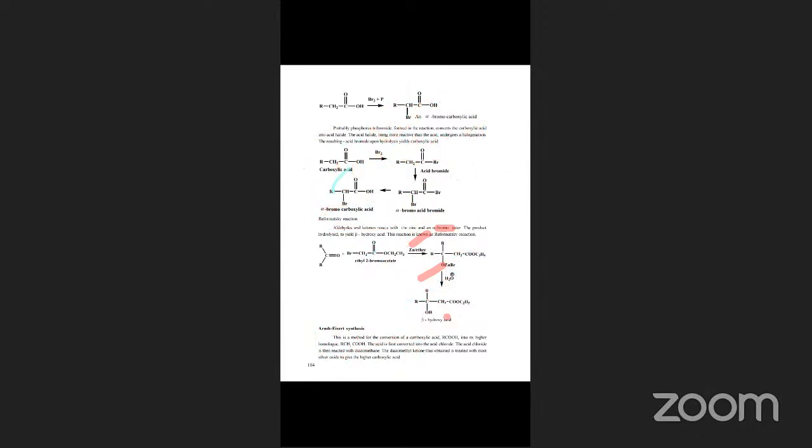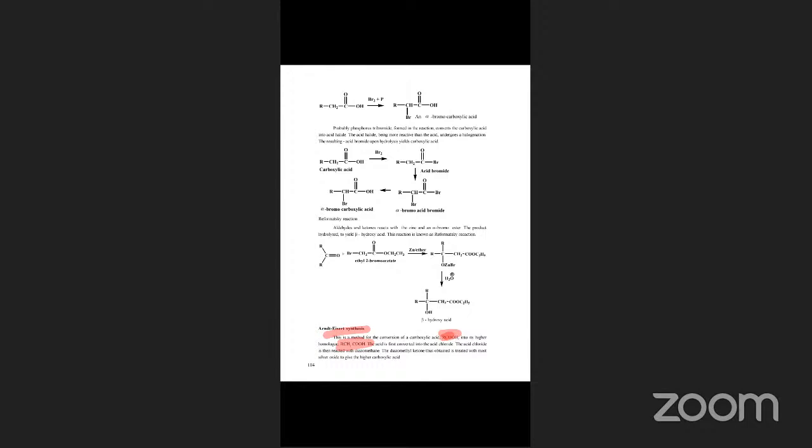See this. This method is the conversion of carboxylic acid RCOOH into the higher homologous RCH2COOH. What is the increase? One carbon atom is increased. Yes or no? Yes, sir. So that is the Arndt-Eistert reaction. One carbon atom is increased.